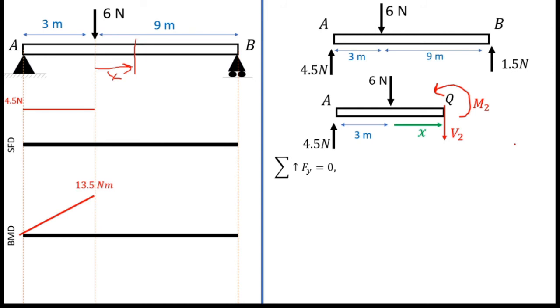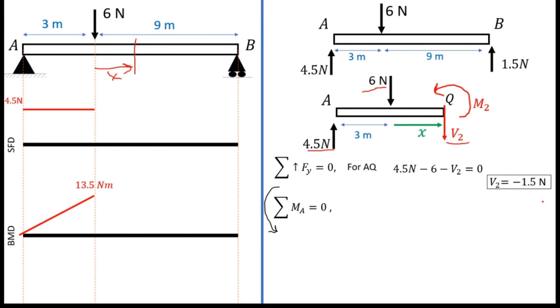For that I will consider the sum of all the vertical forces for AQ, 4.5 minus 6 Newton, and finally this V2 force. If I simplify this, I can get V2 equals minus 1.5 Newton.